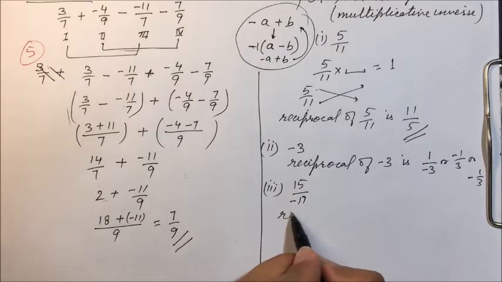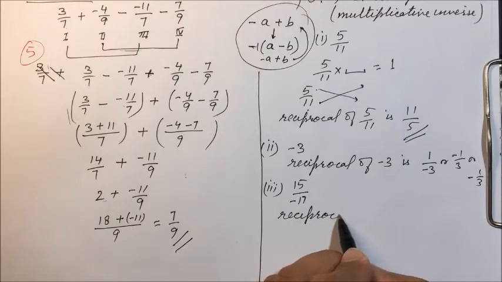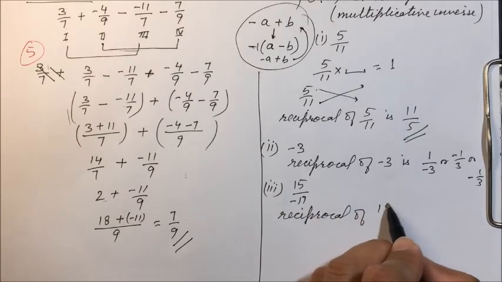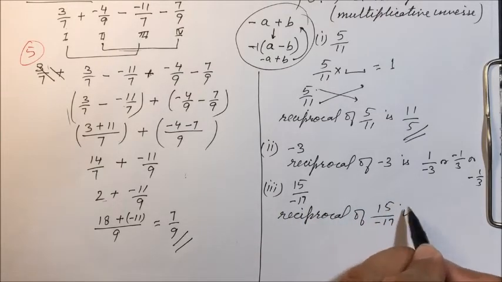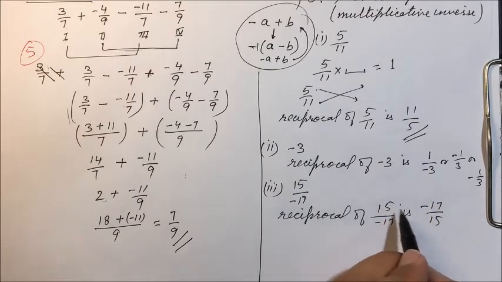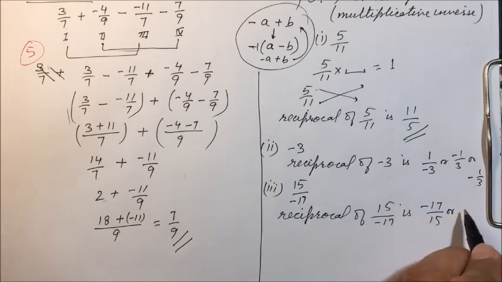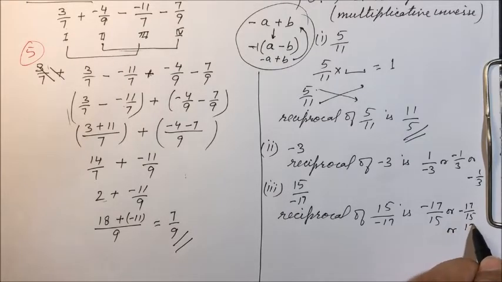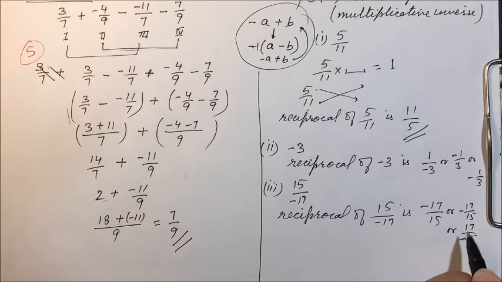Third one, 15 upon minus 17. So its reciprocal is minus 17 upon 15. Denominator becomes numerator, numerator becomes denominator. Or you can write as well minus 17 upon 15 or 17 upon minus 15. They all are the same number.